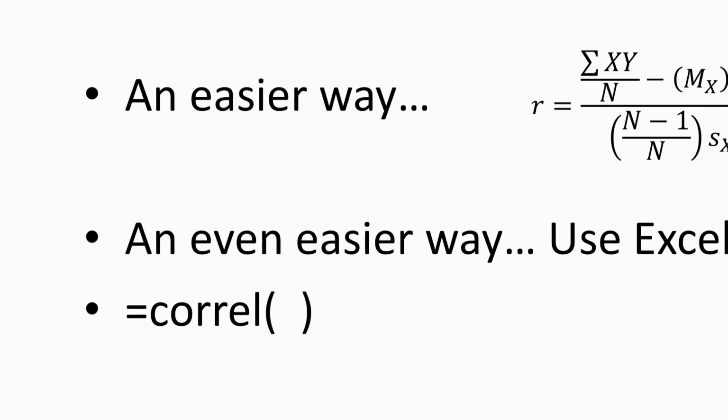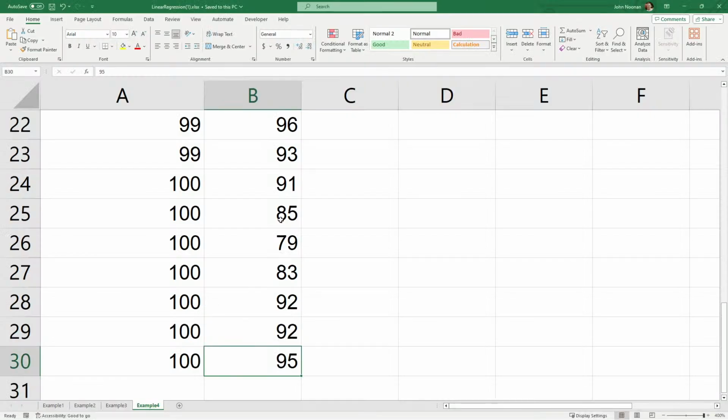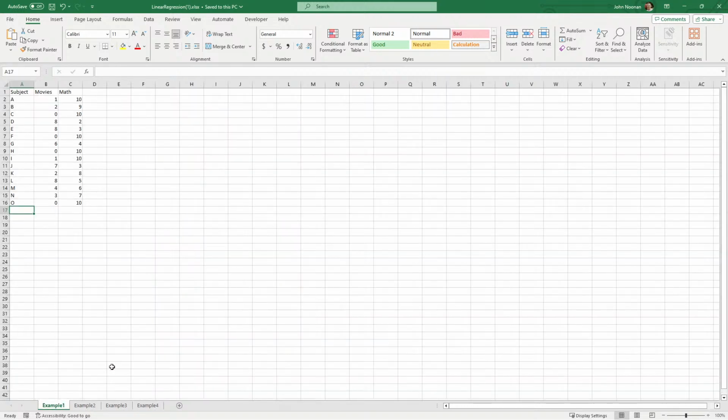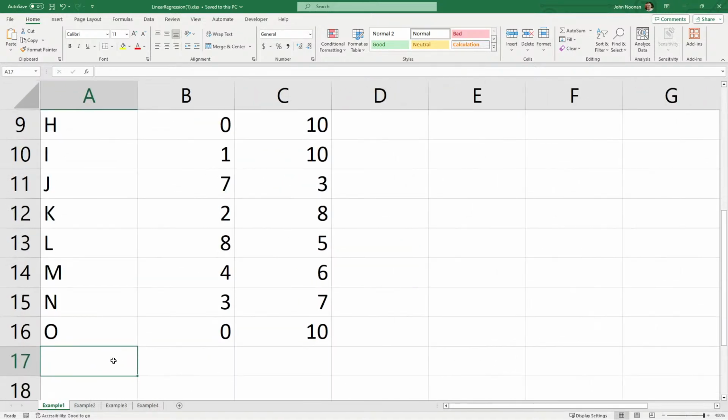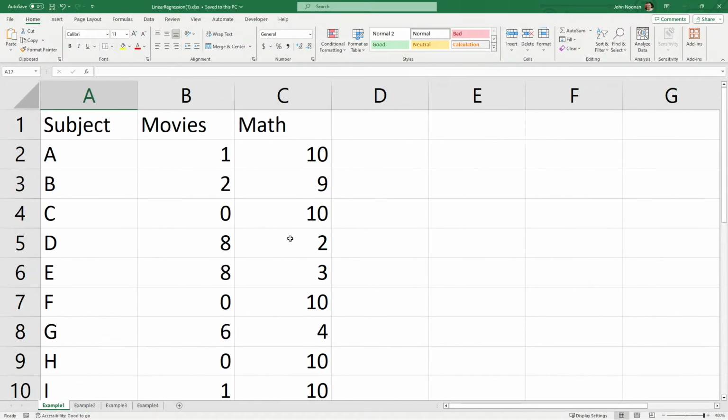So let's actually take a look at these data. What are these data representing? This is from the movies and math data online. We'll do the movies and math just for fun. Remember we did the movies: if someone watches one movie, they get a 10 on their math score, and then so on. So here's how you do this.